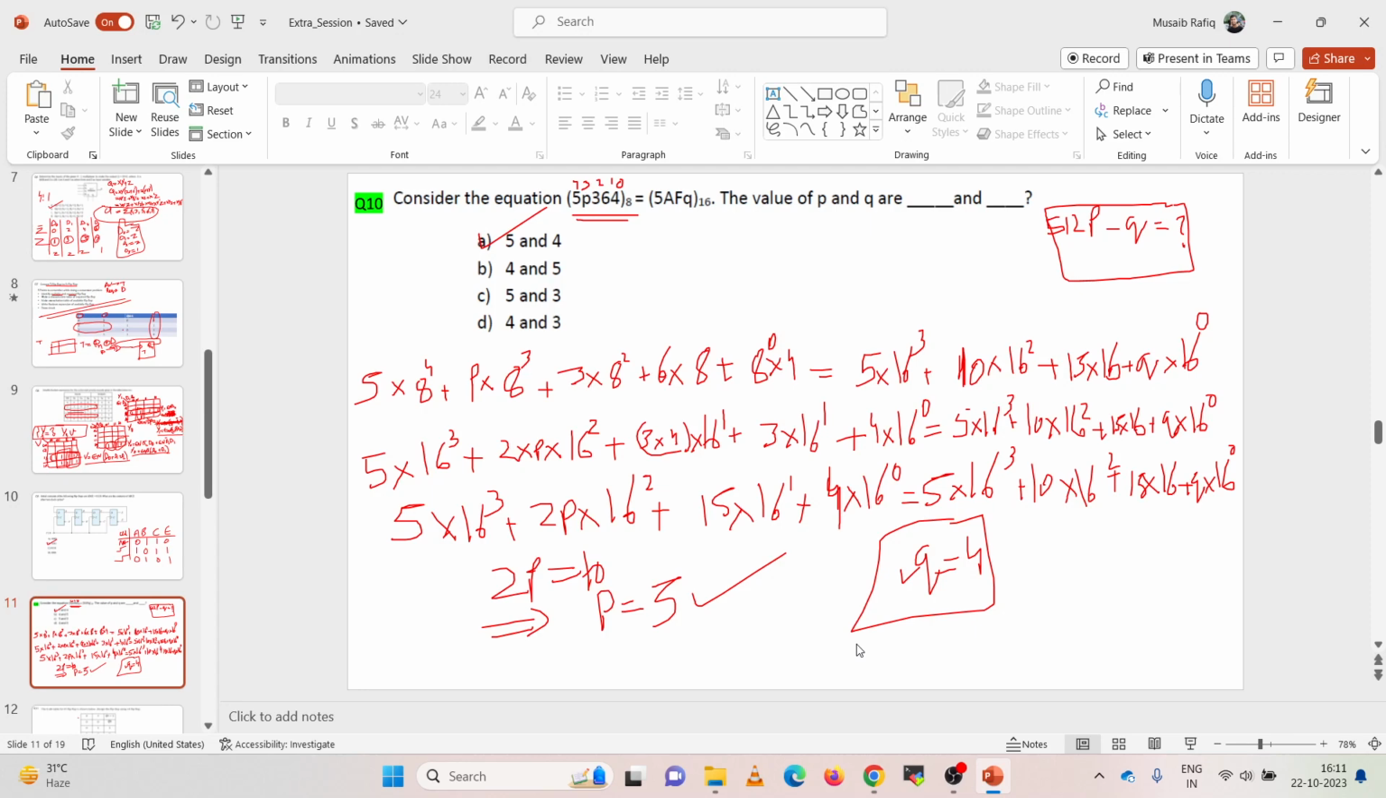Otherwise, using options you would have already done it, because I have seen in some competitive exams that you can use options, directly substituting the options, and you get the answer. So was this clear?